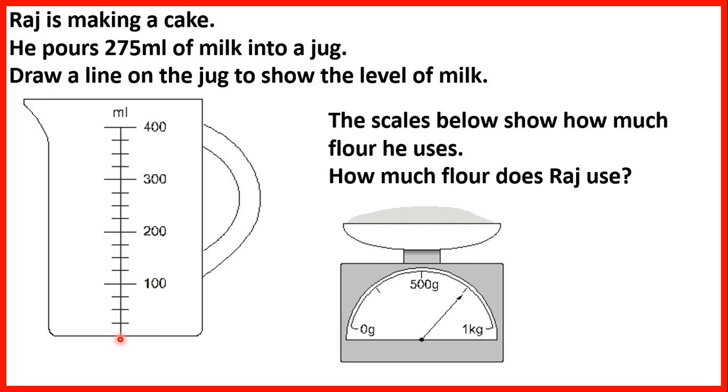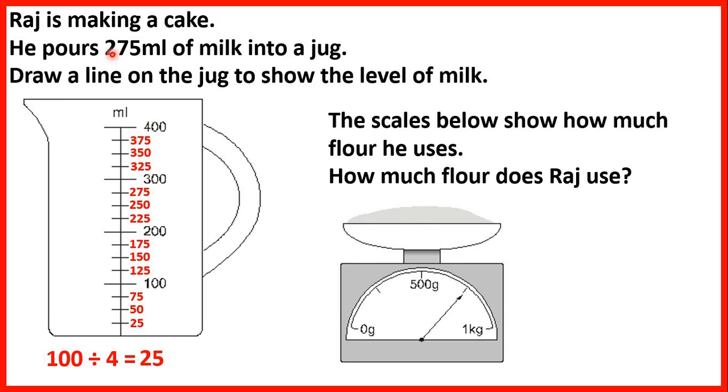And to get from 0 to 100, we have 1, 2, 3, 4 lines, and 100 divided by 4. So we're dividing by 4 because it takes 4 lines to get from 0 to 100, and that's 25. So each line represents an increase of 25.